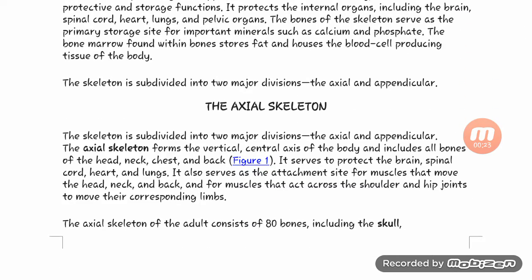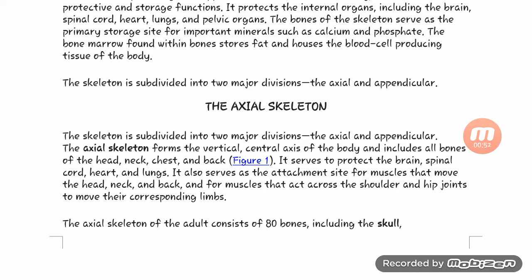The skeleton is subdivided into two parts: axial and appendicular. So the axial skeleton forms the vertebral central axis of the body, and includes all bones of the head, neck, chest and back. You can see the figure. It serves to protect the brain, spinal cord, heart and lungs.